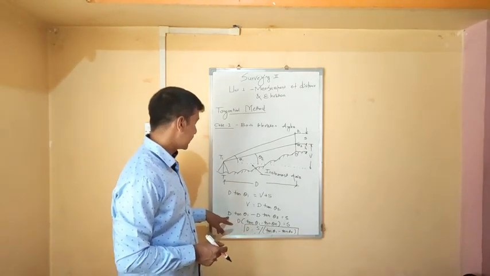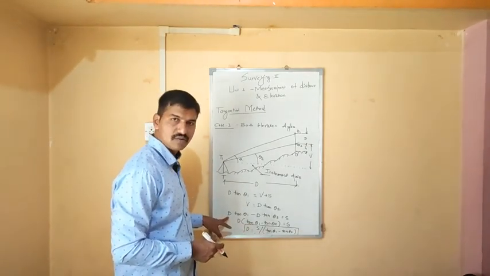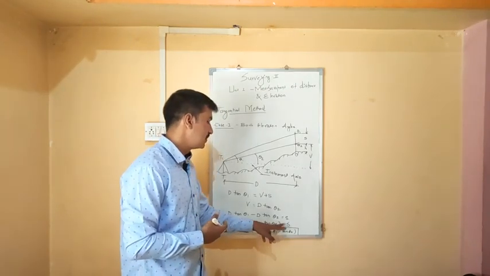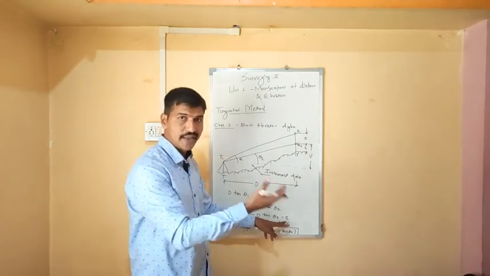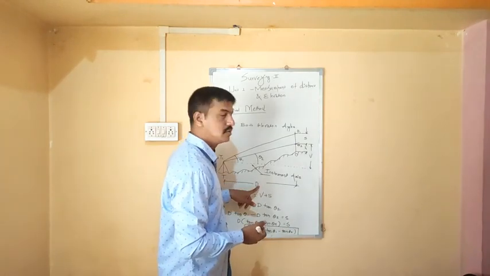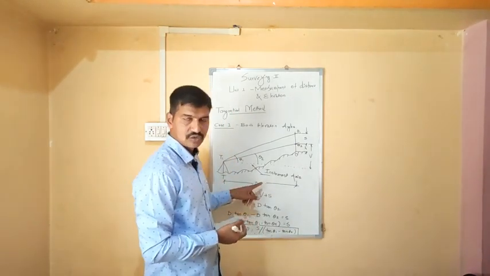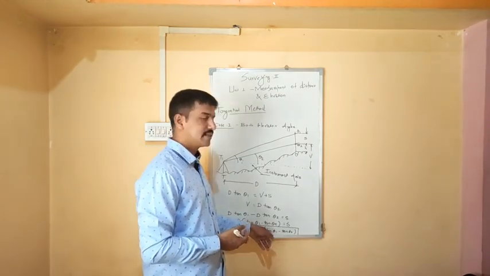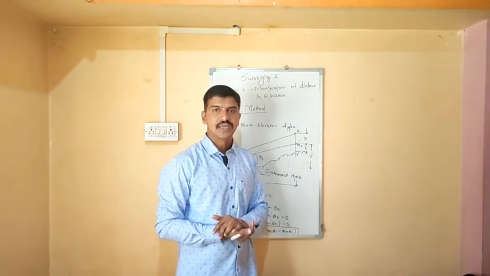So taking D common out of the bracket, D into tan theta 1 minus tan theta 2 will be equal to S. So I wanted the formula or equation which equates D, so D is equal to S upon tan theta 1 minus tan theta 2.